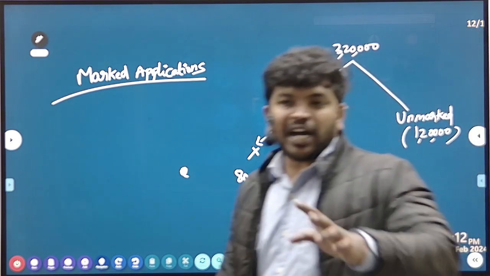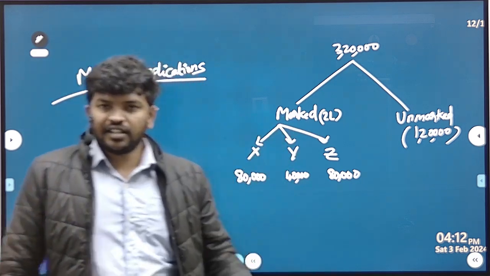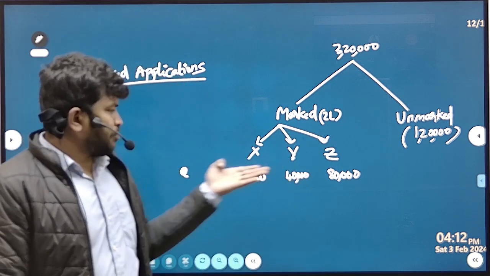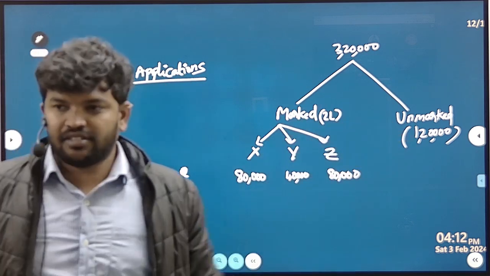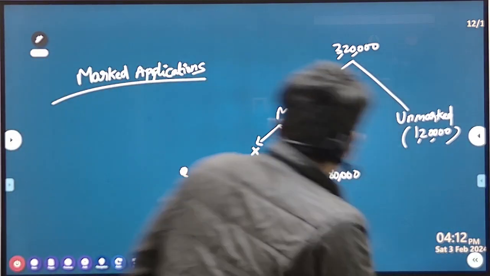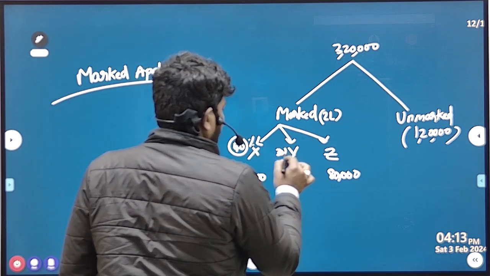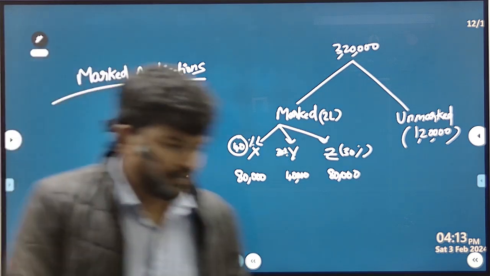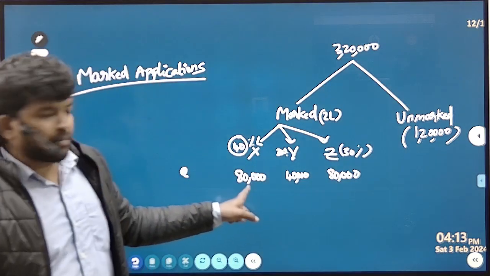Now I'll explain what are marked and unmarked applications. Say for example, X, Y, Z. These are three different parties. They are not friends, they are not together. They are three different parties. So they have taken the liability for how much? 40%, 30%, 30%. Understood? So what are marked applications?